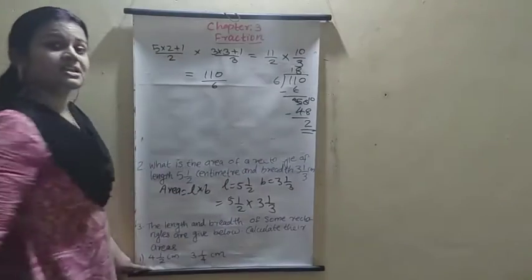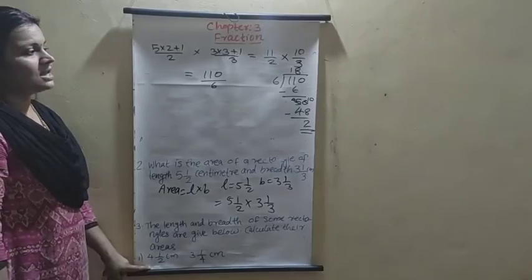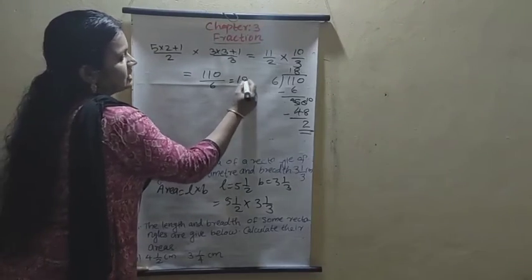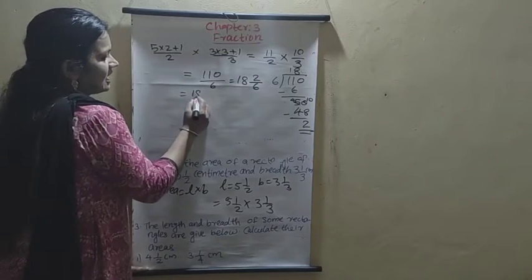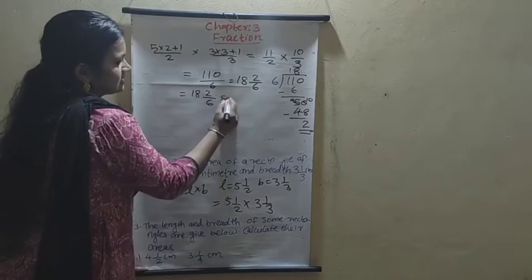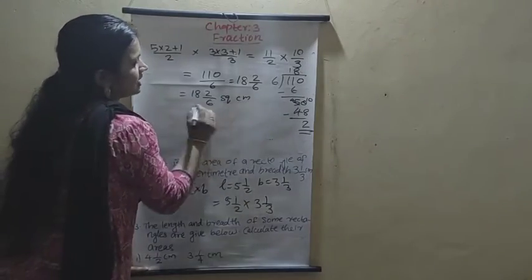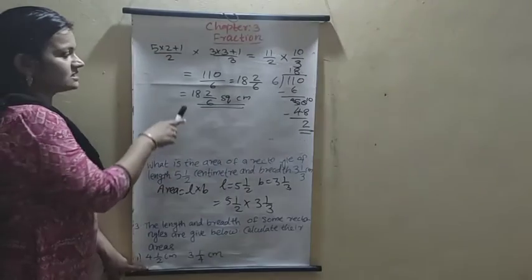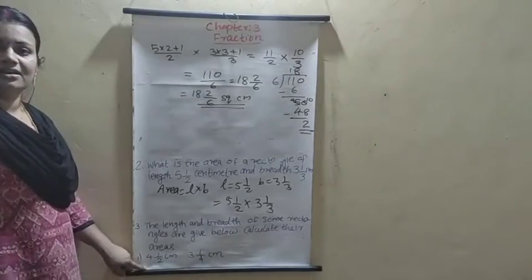Then denominator is 6. Then I have to write quotient, remainder by divisor. Whole number part is the quotient 18, 2 by 6. Then what is the answer? 18, 2 by 6 square centimeters. Centimeter is there, so we also write centimeter. Then what is the answer? The area of the rectangle is equal to 18 and 2/6 square centimeters.